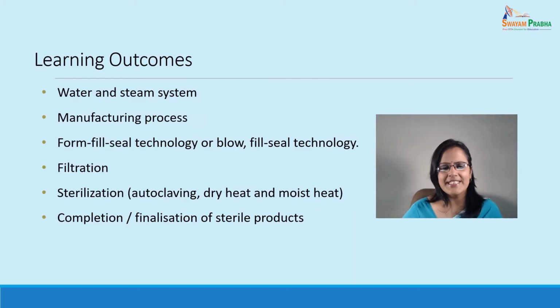So dear students, this is your learning outcome. After going through this module, you will come to know about water and steam system requirements for parenteral manufacturing, the manufacturing process, form fill seal technology, blow fill seal technology, filtration, sterilization, dry heat, autoclaving and moist heat sterilization, and finally completion and finalization of sterile product, as well as its closure and container requirements.